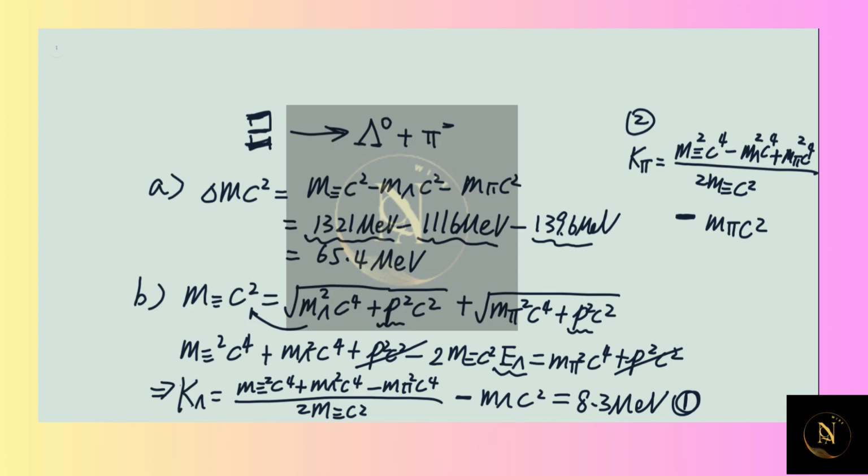So again, look at this equation. It looks pretty much the same as this one because they are symmetric. And again, we plug in all the numbers and we get a kinetic energy of 56.9 MeV. Most of the kinetic energy is carried by this pion particle because it is much lighter.